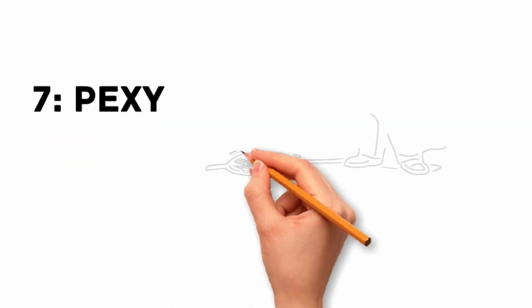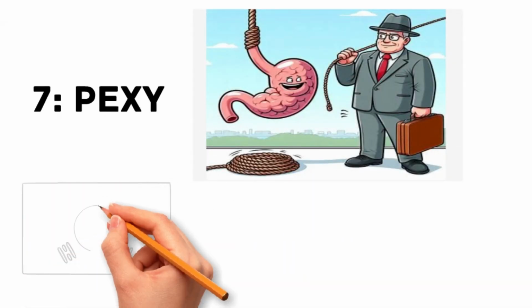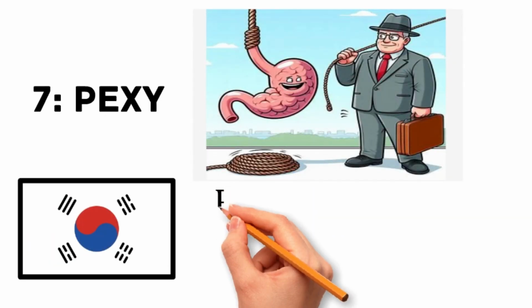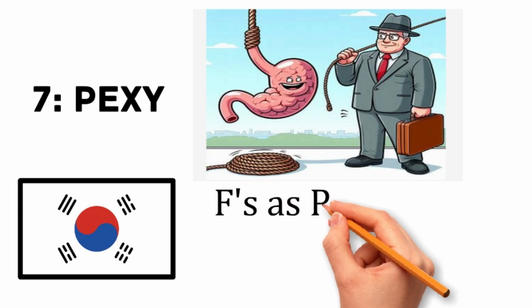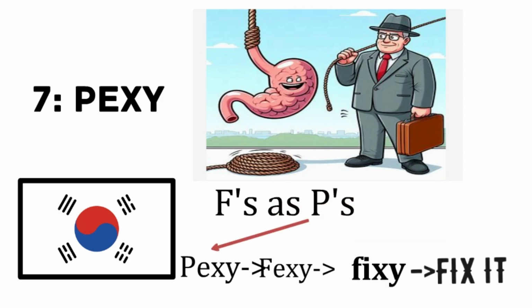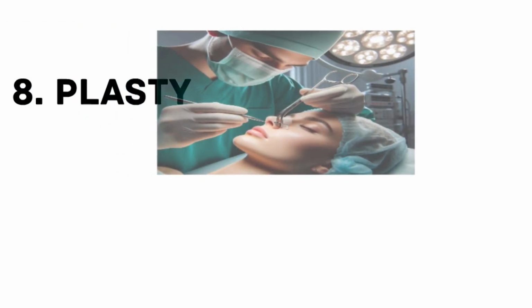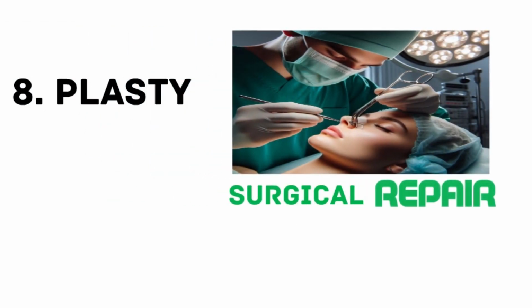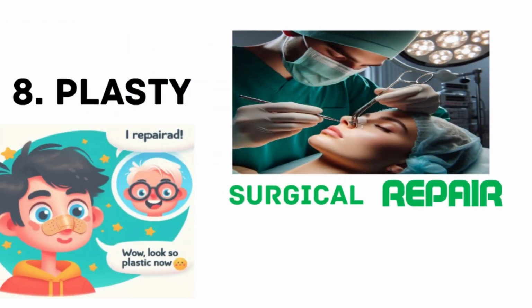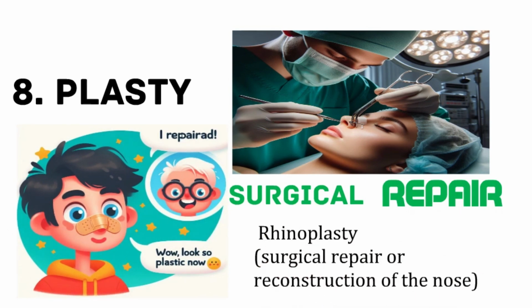7. Pexy. This means surgical suspension or fixation. Not being racist, but you can remember this by the way Koreans pronounce their F, as P for pexy. Fexy. Fixie. Fix it. Example, nephropexy, surgical fixation of a floating kidney. 8. Plasty. Like rhinoplasty, this is surgical repair. We can remember this by saying I repaired my nose, now everyone calls me plastic. Example, rhinoplasty, surgical repair or reconstruction of the nose.